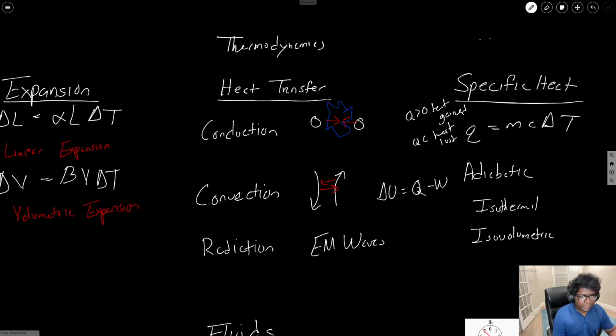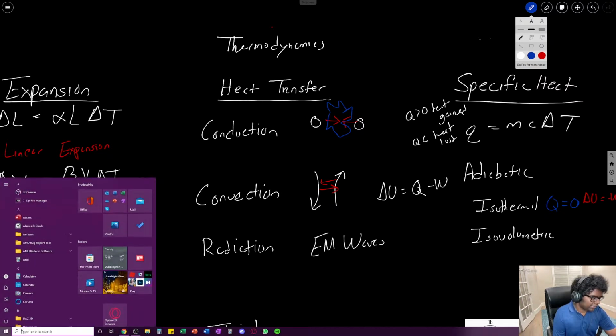So in an adiabatic process, Q would equal 0. I'll write this in a different color. I've been using a lot of red, I'll use blue. Q equals 0, so that means delta U equals negative W. Based off of this. Crap, I wrote that for isovolumetric. Sorry, guys.